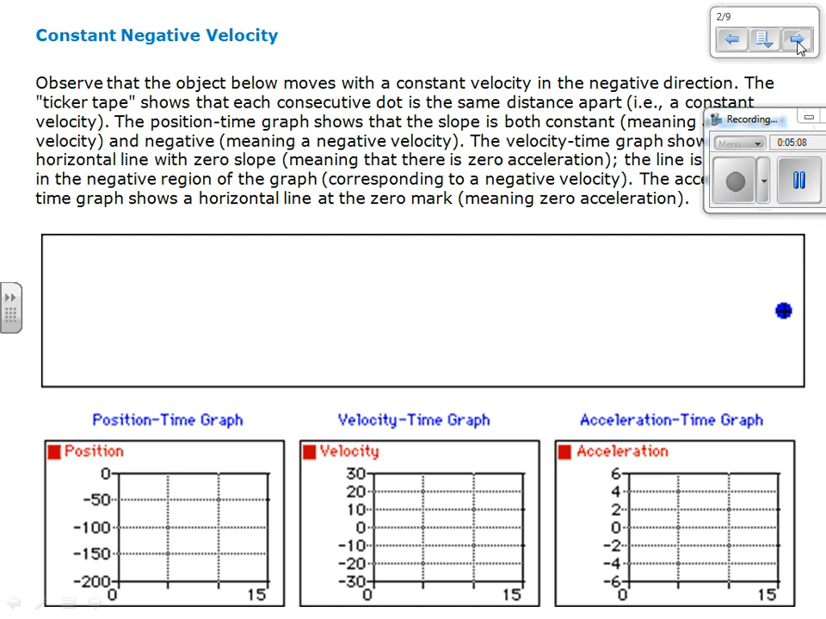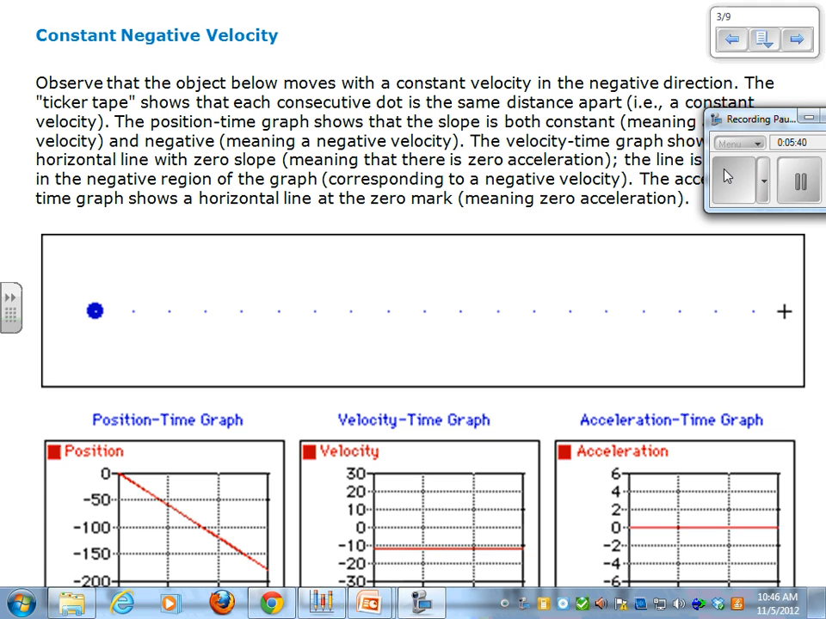The same. Constant negative velocity. There's the dots moving left, equally spaced. You'll notice that the position time graph is sloped down because it's a negative velocity. It's also below zero because this is my 0 point over here. The velocity time graph is flat because this has a constant slope. And once again, the acceleration is zero. How come? Because the velocity doesn't change.